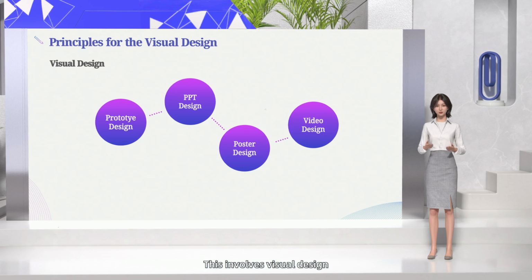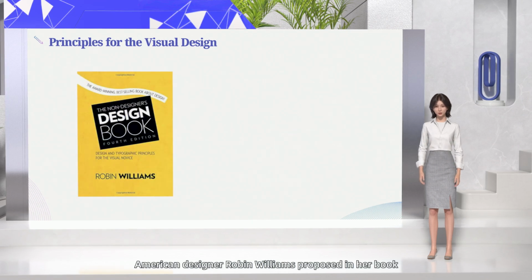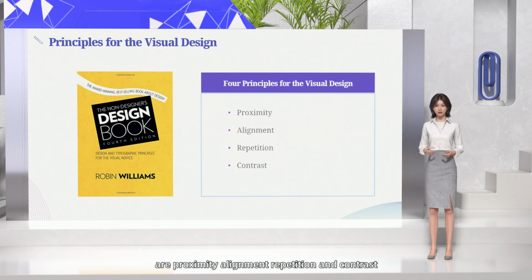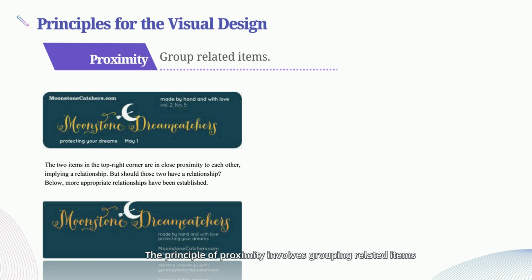This involves visual design. American designer Robin Williams proposed in her book, The Non-Designer's Design Book, that the four basic principles for visual design are proximity, alignment, repetition, and contrast. The principle of proximity involves grouping related items.